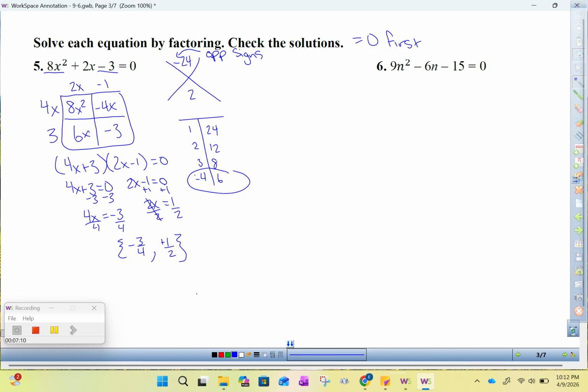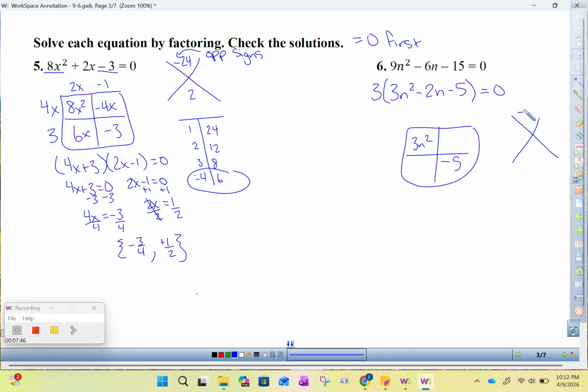Okay. Hopefully you found that it was 3, which leaves 3n squared minus 2n and then minus 5 equals 0. So then your box would use the 3n squared and the minus 5. So I'm looking at the factors of negative 15 that add to be negative 2, which looks like a negative 5 and a positive 3. With that, I can write 3n and negative 5n and GCF by way around.